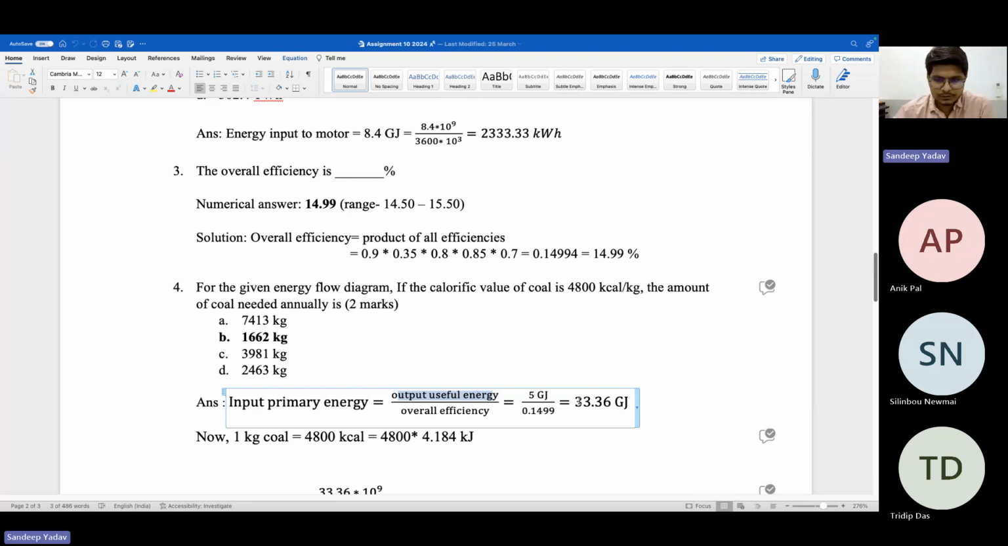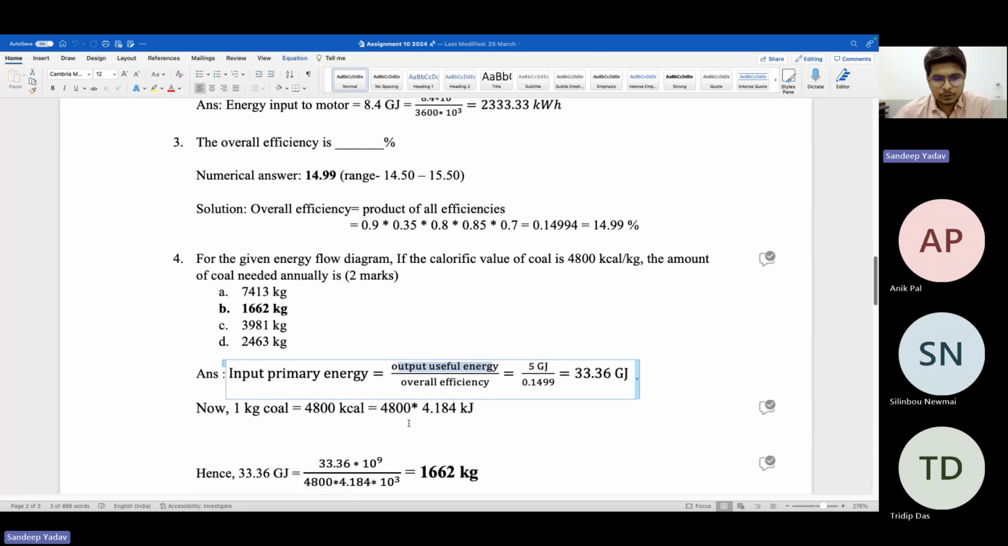The input primary energy will be 5 divided by 0.1499. That comes out to be 13.36 gigajoule. Now, 1 kg of coal has a calorific value of 4800. Converting it to kilojoule, we multiply by 4.184.